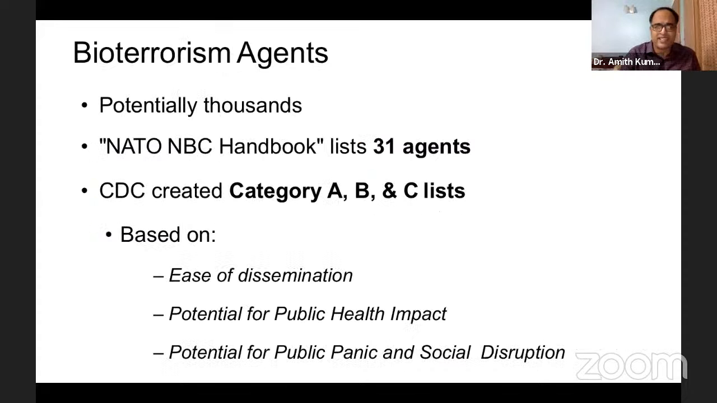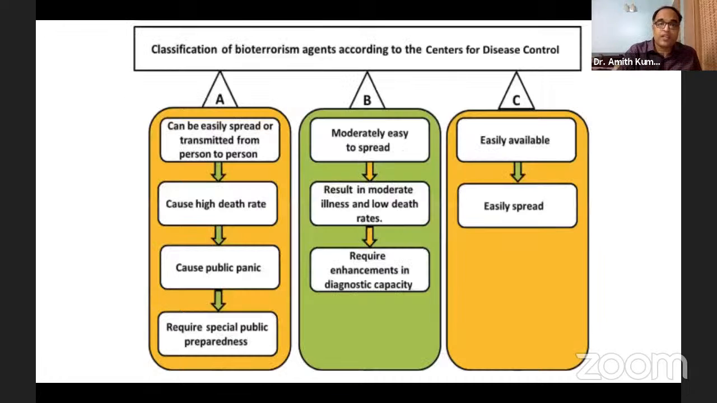Now, bioterrorism agents, potentially there are thousands, but there are a few which have been discussed in detail and tagged. The NATO NBC handbook lists 31 agents, and the CDC created the category A, B, and C list, which was loosely based on the ease of dissemination, the potential for public health impact, the potential for public panic, and social disruption.